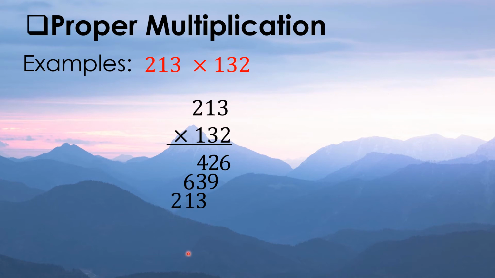Okay, nakumpleto na natin. So, let us now add the resulting numbers. So, bring down 6. 9 plus 2 is 11. So, carry 1. 1 plus 4 plus 3 plus 3 is 11. So, carry 1. 1 plus 6 plus 1 is 8. And bring down 2. Therefore, the product of 213 times 132 is 28,116.